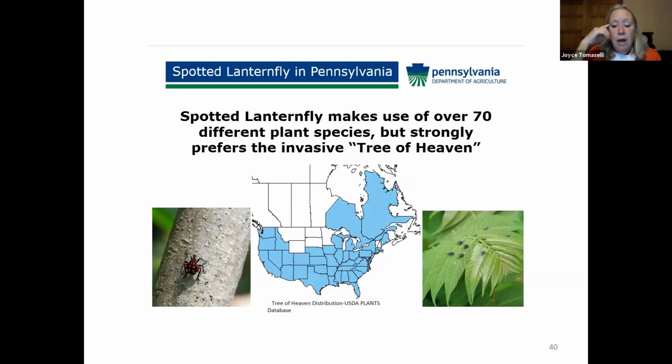And it comes from Asia, where the tree of heaven came years ago. It was brought in ornamentally in the 1800s as an ornamental tree. So now that the pest is here along with the tree that it prefers, we can scout for tree of heaven and then look and see if spotted lanternfly is there. So tree of heaven was introduced on the East Coast in the 1800s and the West Coast in the 1830s to 50s because it's a really big, beautiful tree, and it has become invasive.